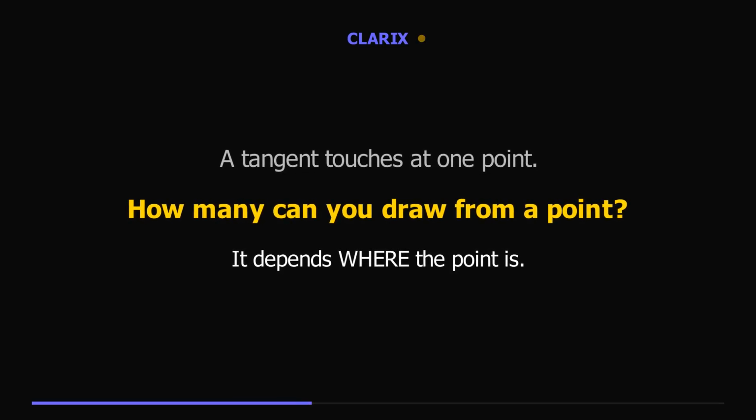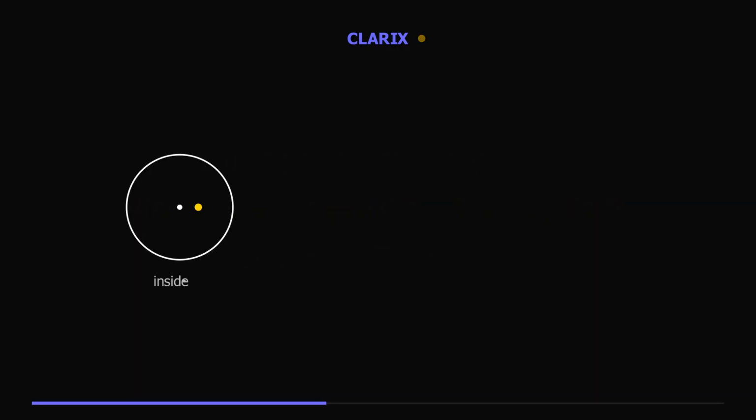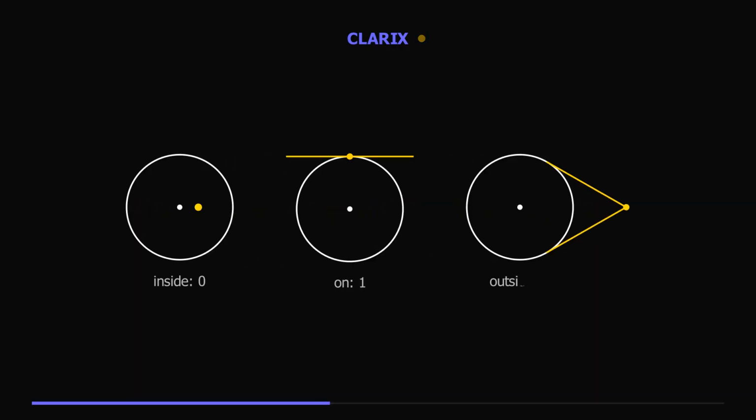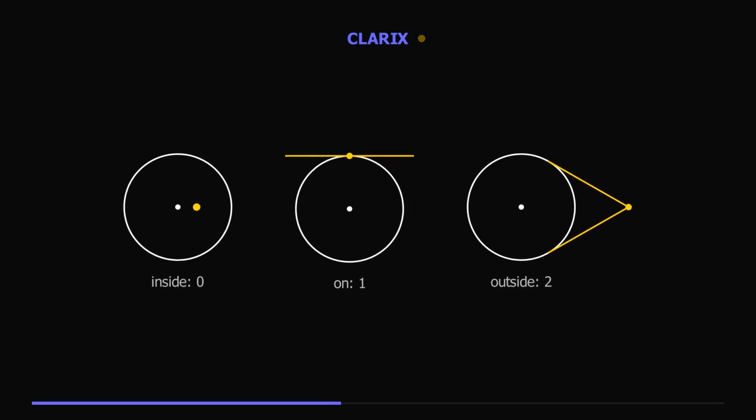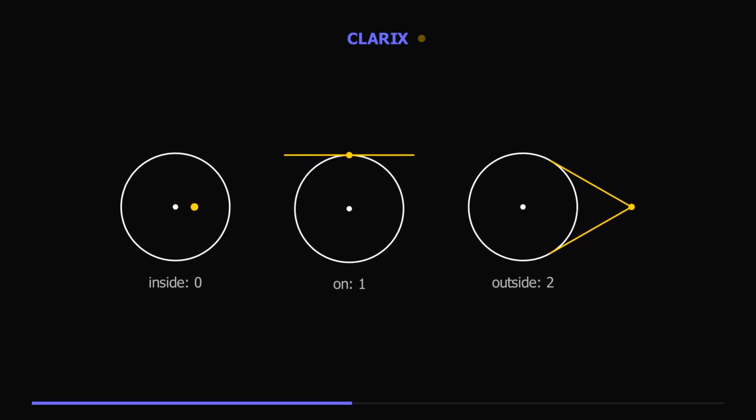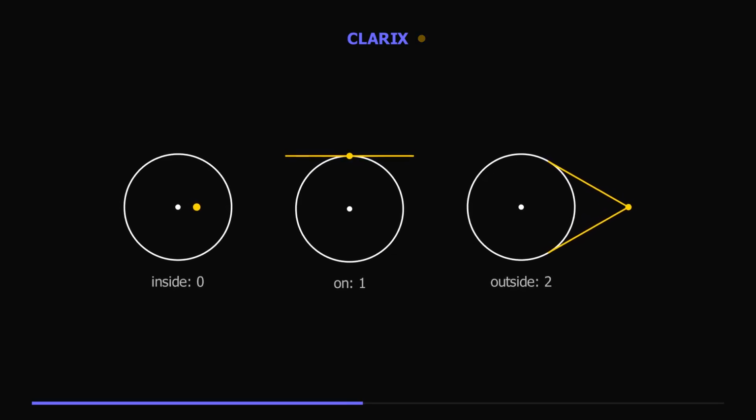Next question. From a given point, how many tangents can you even draw? The answer depends entirely on where that point sits. 3 cases. From a point inside the circle, 0 tangents. Every line through an inside point has to cut the circle in 2 places, so it's always a secant, never a tangent. From a point exactly on the circle, 1 tangent. And from a point outside the circle, exactly 2 tangents. 0, 1, 2: inside, on, outside.